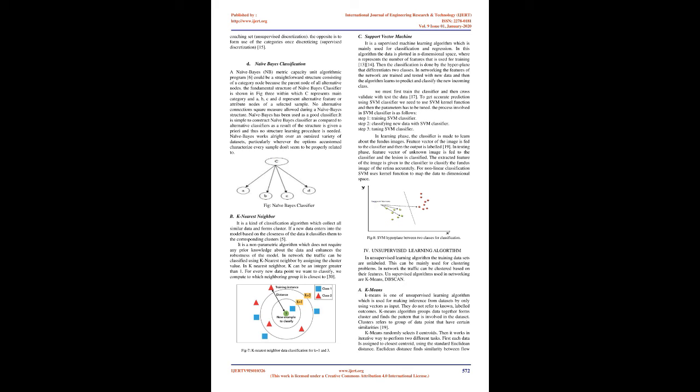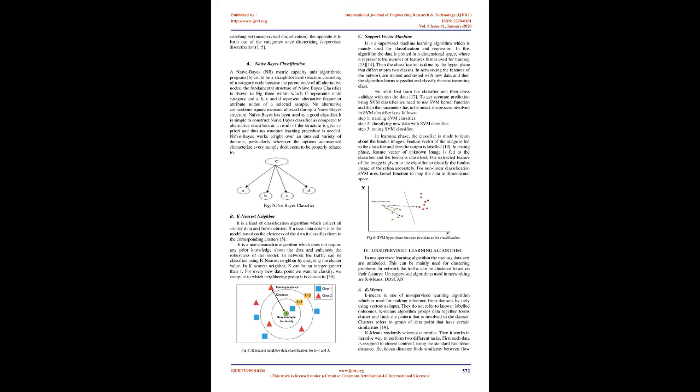B. K-nearest neighbor. It is a kind of classification algorithm which collects all similar data and forms clusters. If new data enters the model, based on the closeness of the data, it classifies them into the corresponding clusters. It is a non-parametric algorithm which does not require any prior knowledge about the data and enhances the robustness of the model. In a network, the traffic can be classified using k-nearest neighbor by assigning the cluster value. In k-nearest neighbor, k can be an integer greater than 1. For every new data point we want to classify, we compute which neighboring group it is closest to.